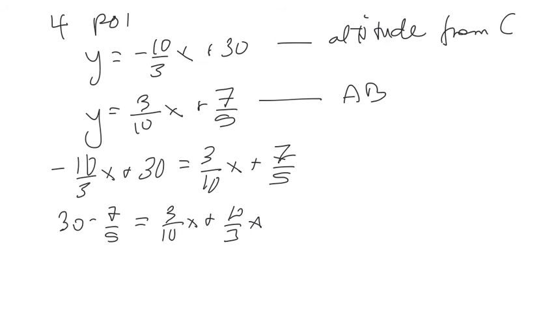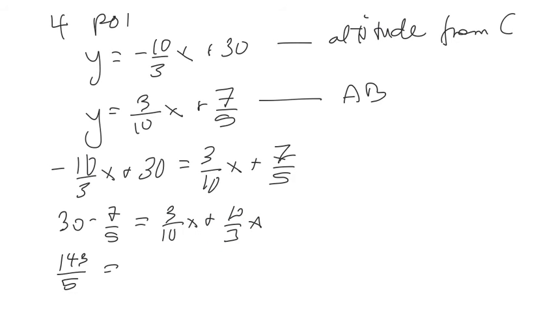Now, the next part will be to simplify the left-hand side, and if I do that, the 30 becomes 150 divided by 5. 150 minus 7 is 143 over 5. On the right-hand side, I need to add 3 over 10 with 10 over 3.